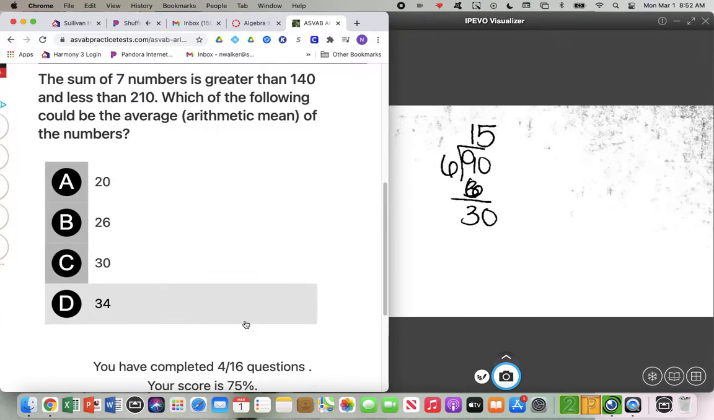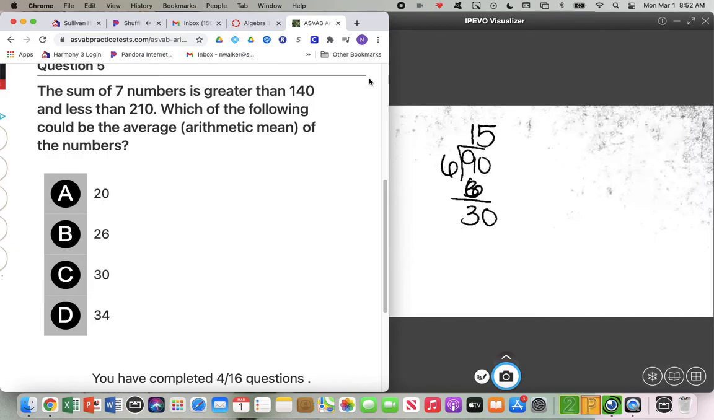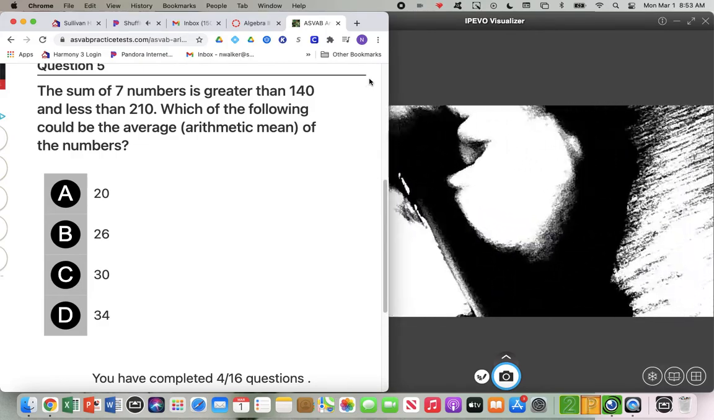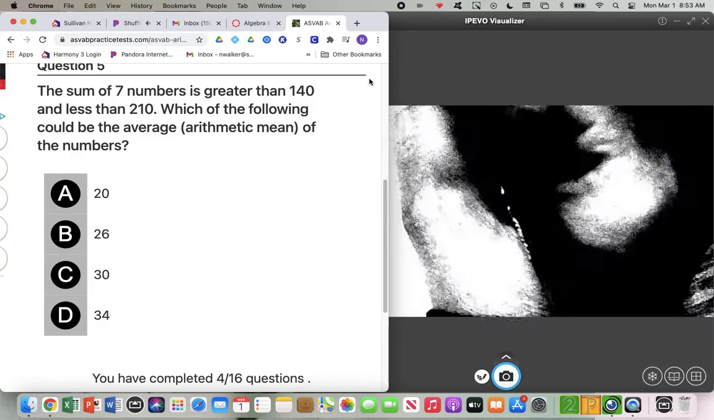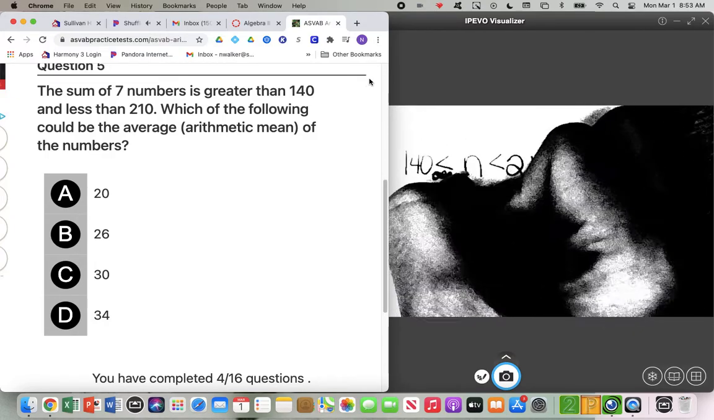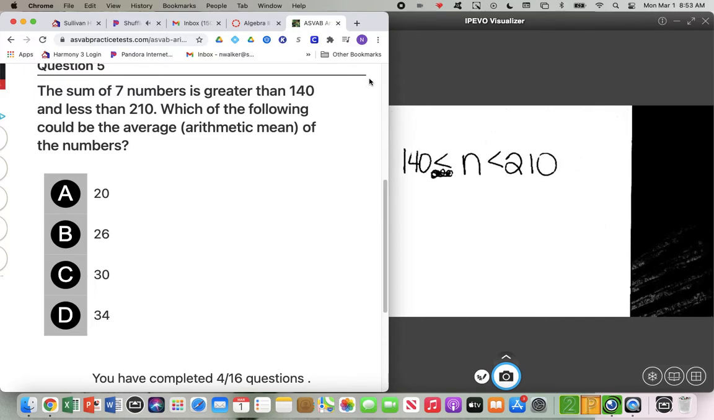All right, so we just talked about means earlier with averages. It says the sum of 7 numbers is greater than 140 and less than 210. So what this is telling you is that this number is in between 140 and 210, and it shouldn't have the or equal to. It should just be less than. So the number is in between these two. It says what could be a possible mean? So you guys told me earlier to find the average, you add them up and divide by 7, right?